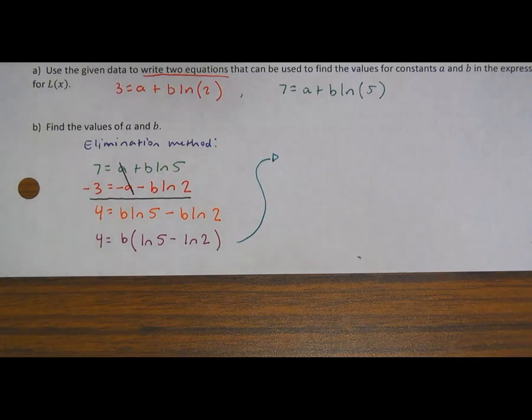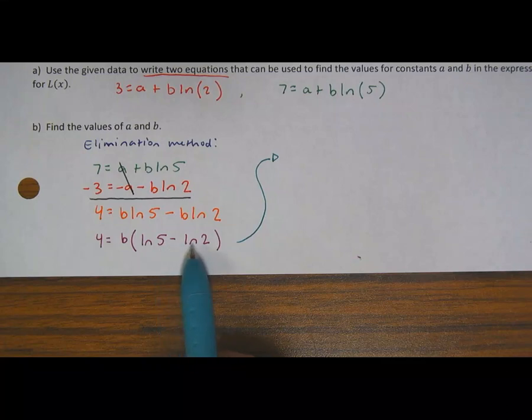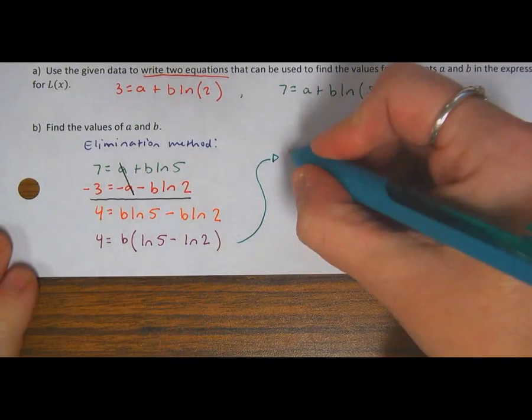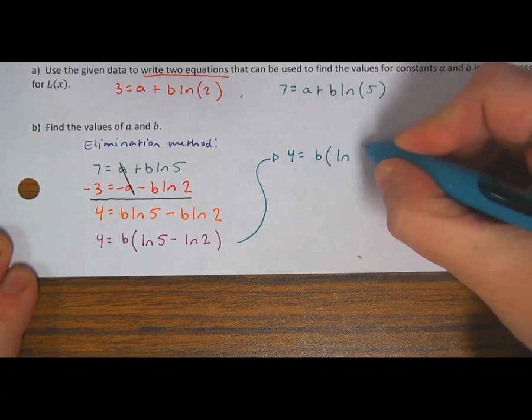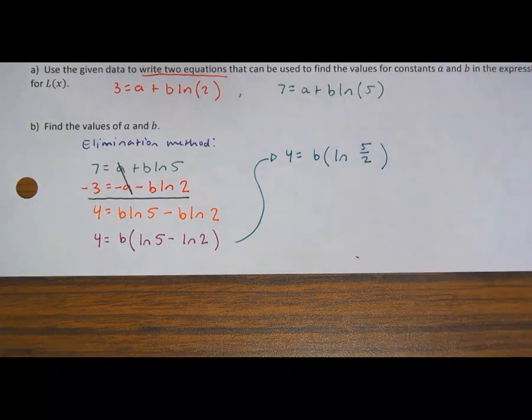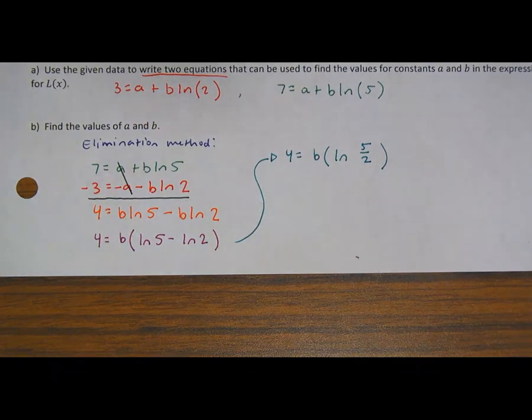You give me some guidance and tell me what you would like to do from here. Using log properties. Yes, so we can condense this into a single logarithm using the quotient property that says if you have two logs being subtracted, you can condense them into one. So that's going to become 4 equals b times natural log of just 5 halves. And we're almost done.